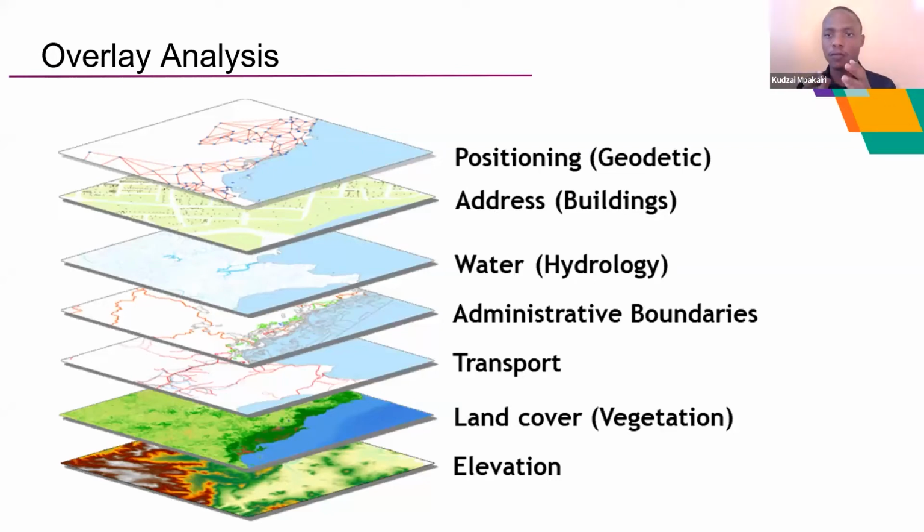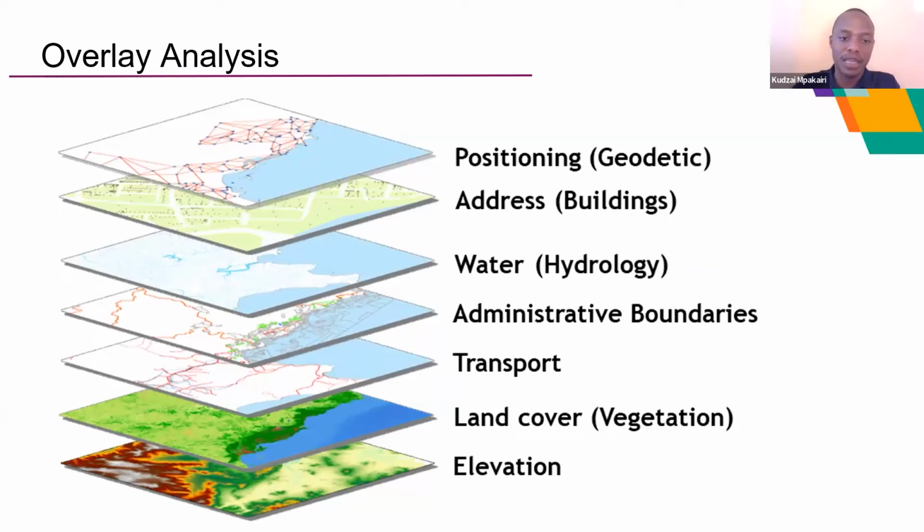Looking at Mozambique, if we are to predict or even look at the flooding risk levels in Mozambique, we can use, say, at least 7 geospatial layers. And these geospatial layers could be elevation, land cover, transportation, administrative boundaries, water, the addresses, and the positioning. So, for example, how are these layers important, or how do they relate to flooding risk?